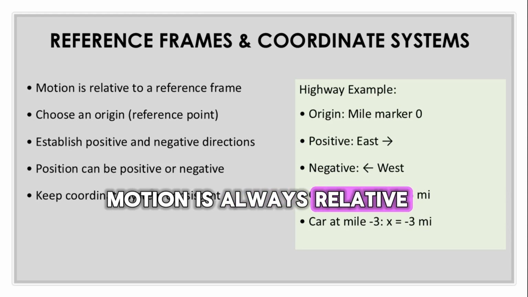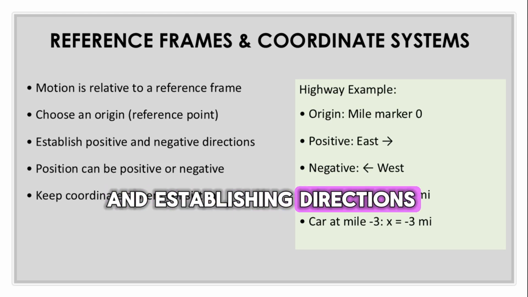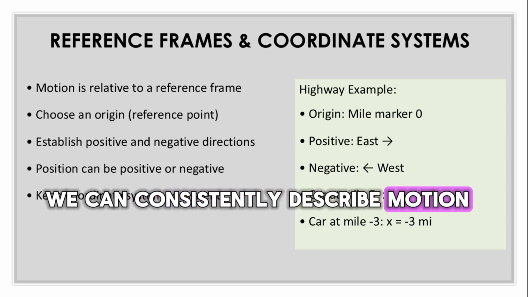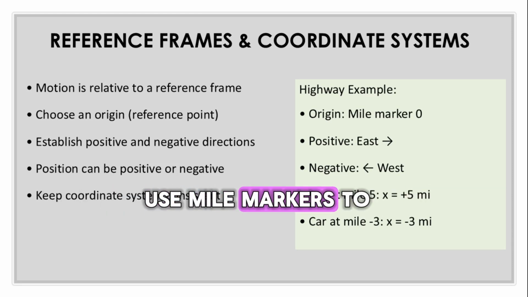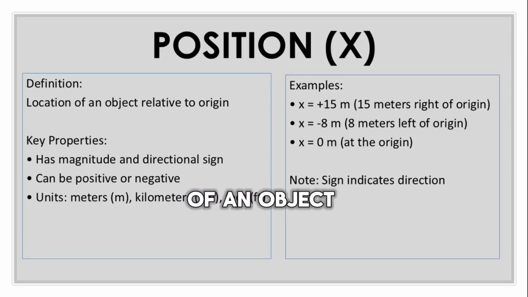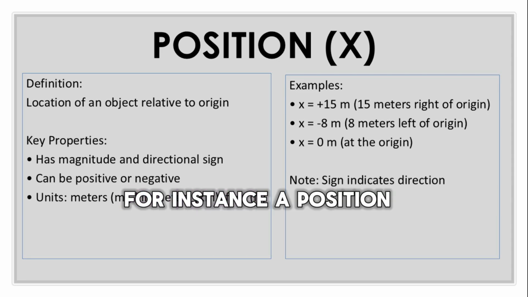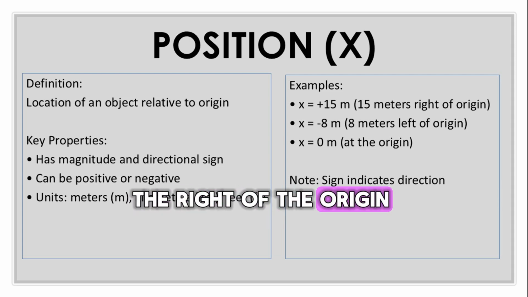Motion is always relative to a reference frame. By choosing an origin and establishing directions, we can consistently describe motion. For example, on a highway, we might use mile markers to define positions and directions. Position describes the location of an object relative to an origin. It has both magnitude and direction, and can be positive or negative. For instance, a position of plus 15 meters indicates 15 meters to the right of the origin.